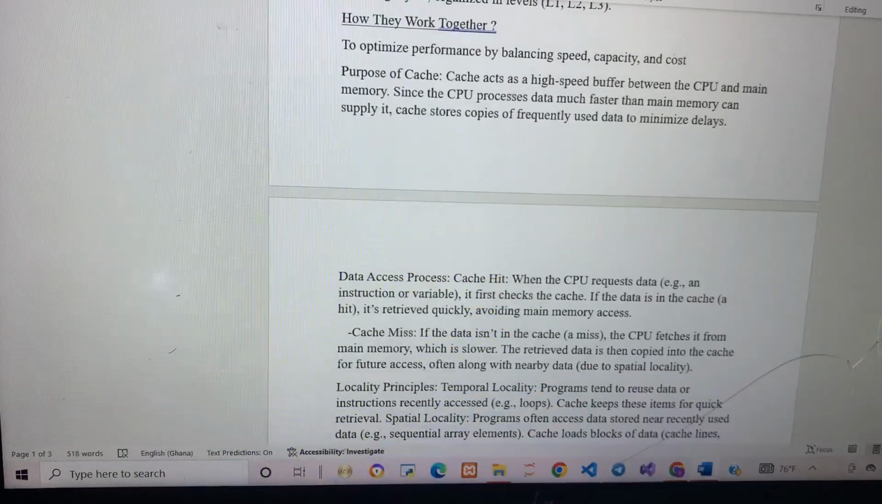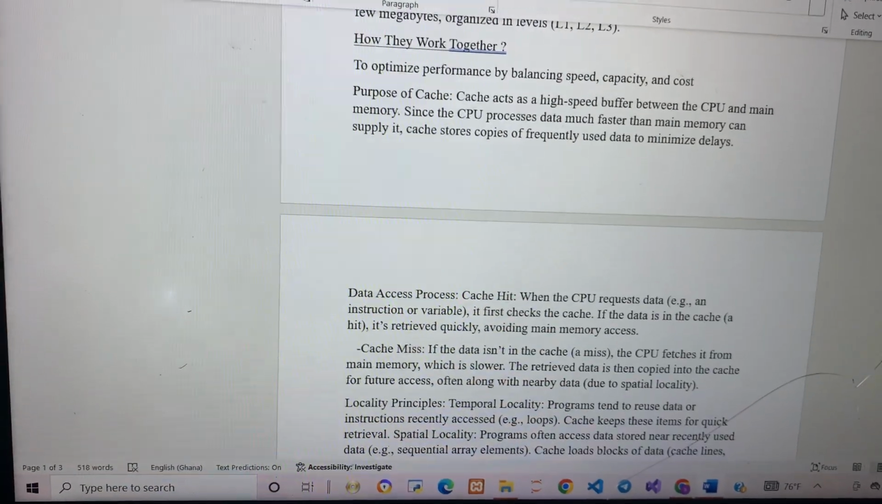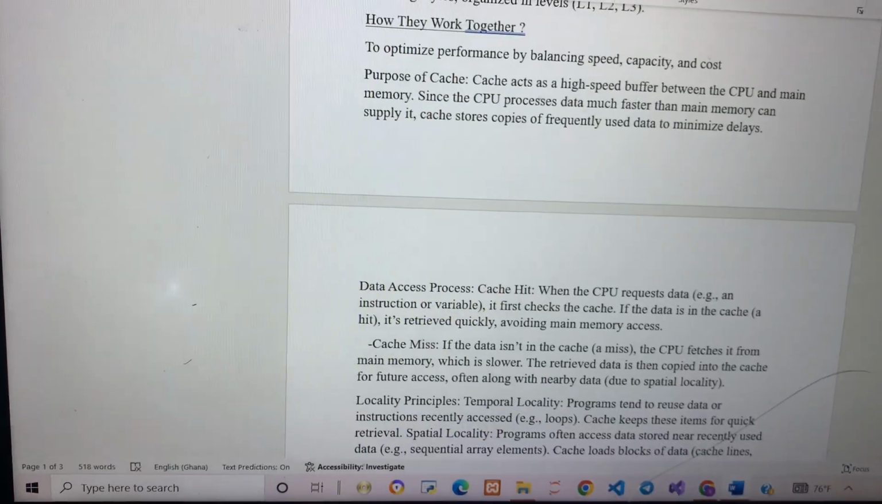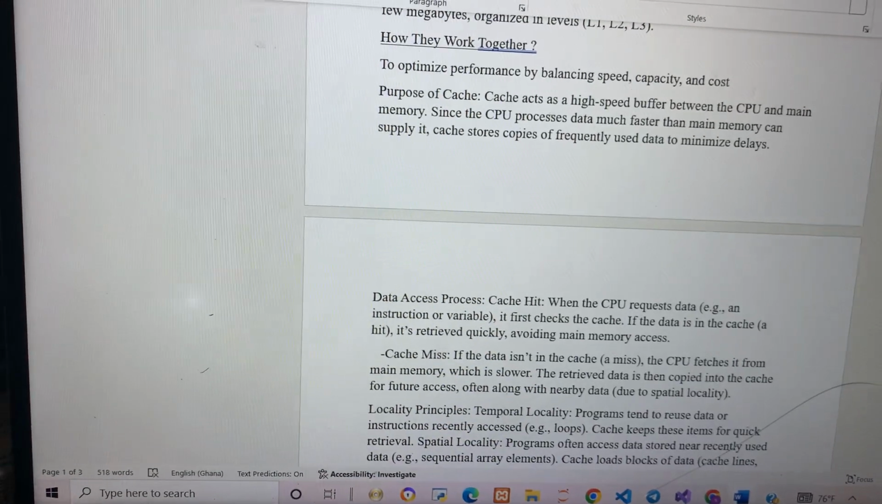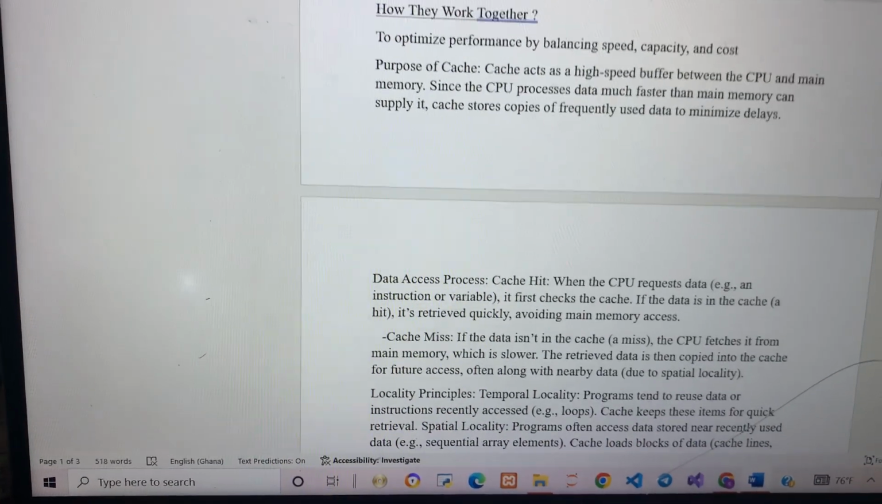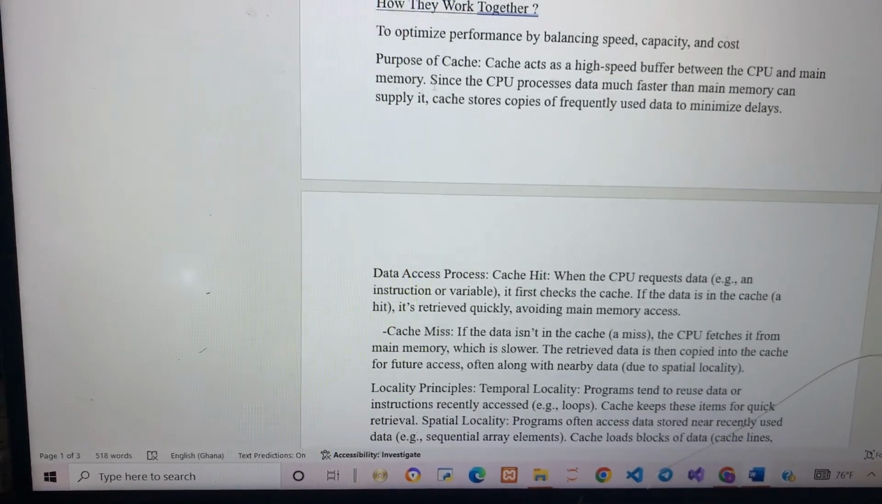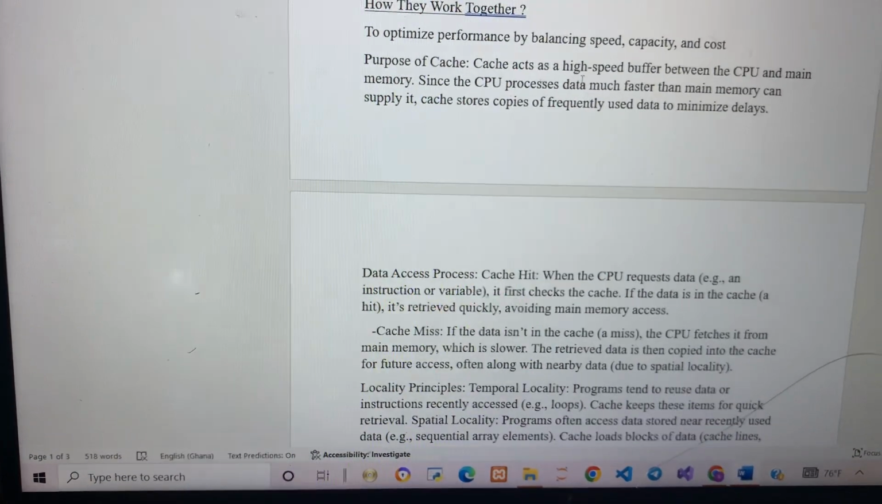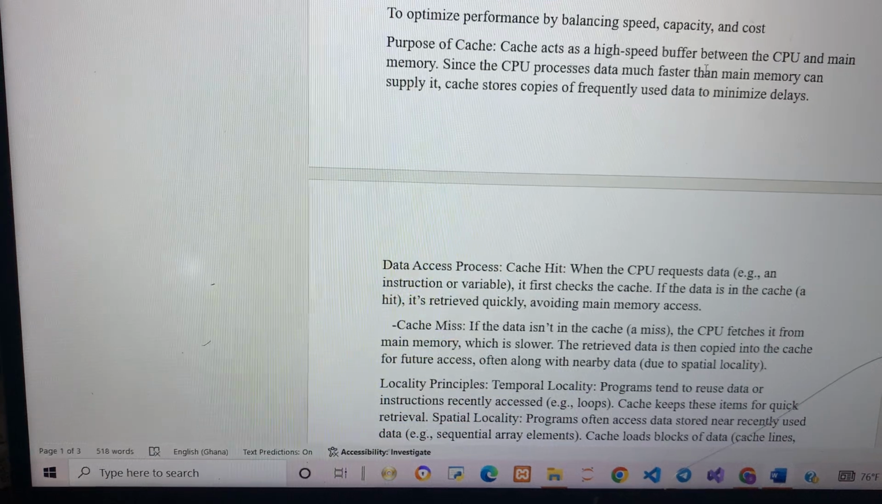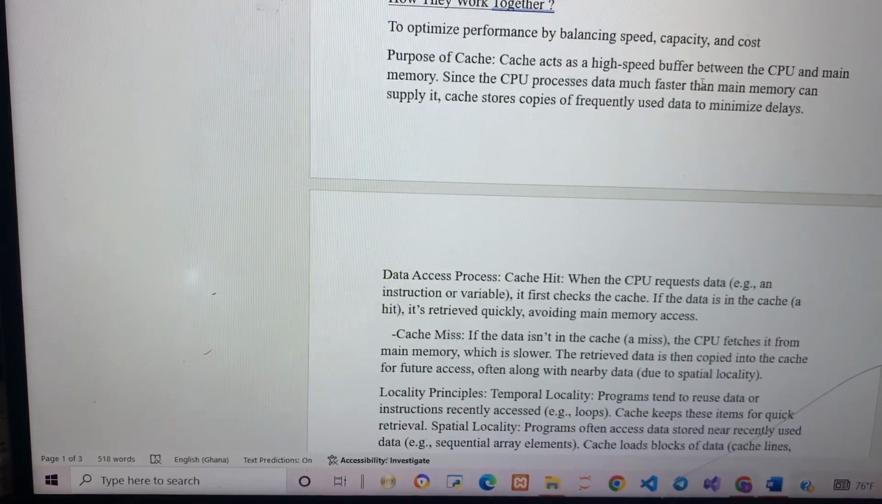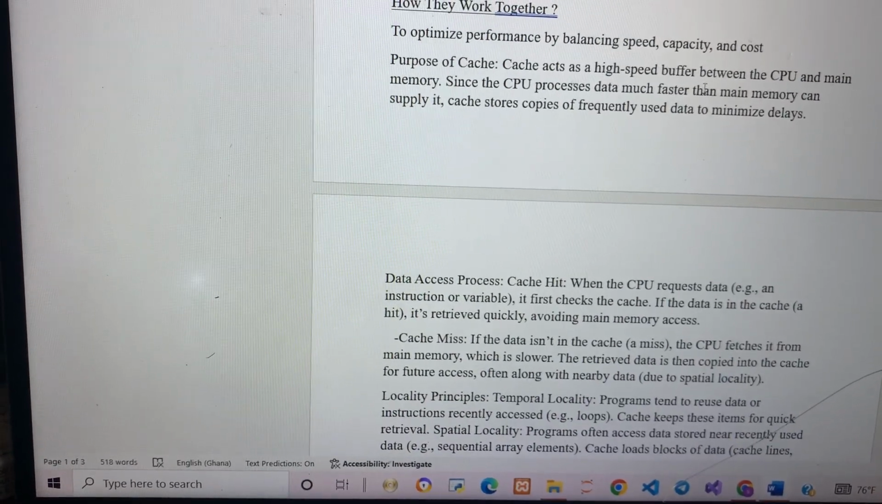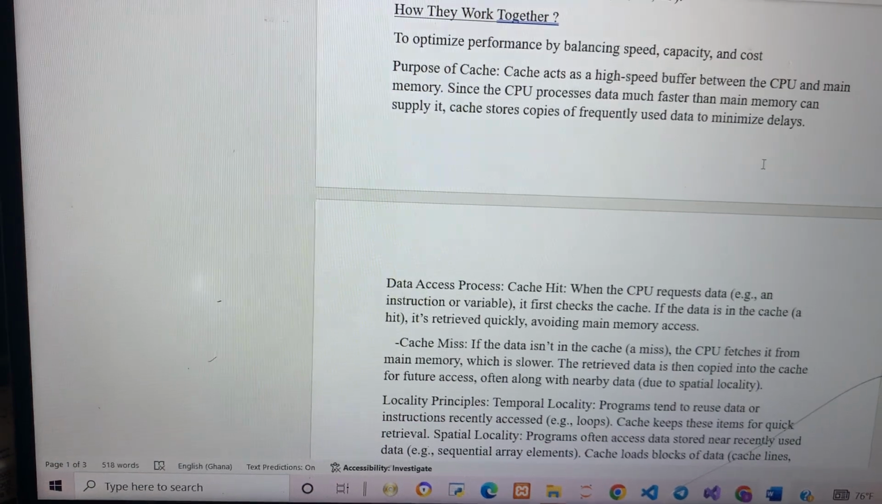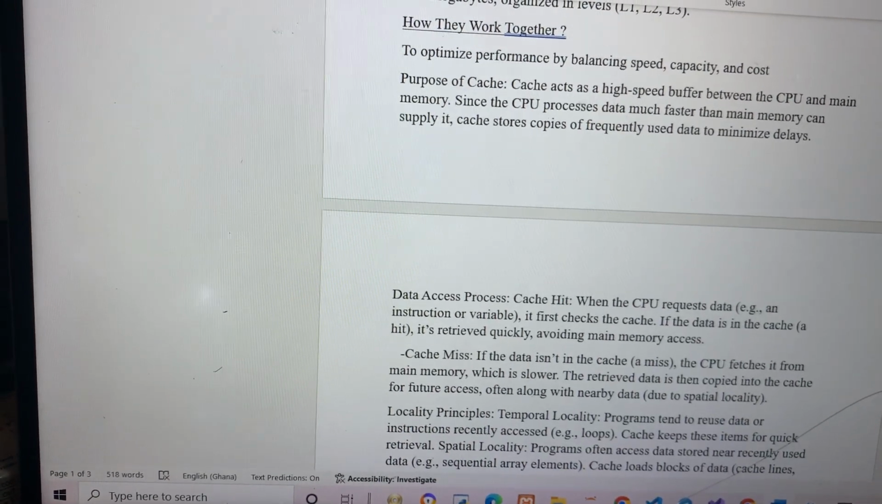It's longer. The main memory and the cache memory working together bring about a balance of speed, capacity, and cost. So let's look at the purposes of cache. Cache is a high-speed buffer between the CPU and main memory, since the CPU processes data much faster than the main memory can supply. The cache stores copies of frequently used data, as I said earlier.